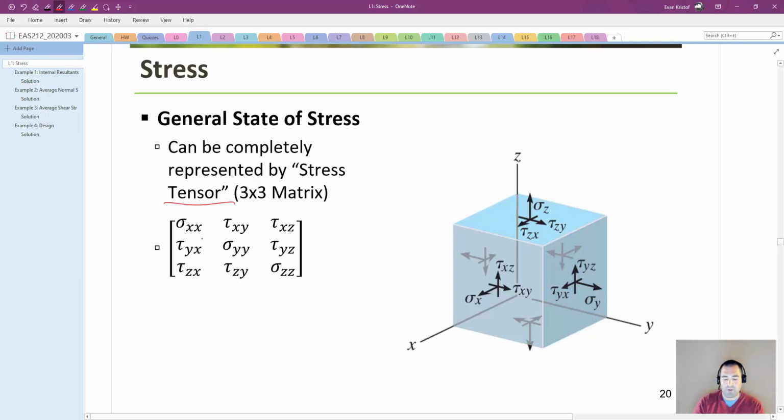And so here in this matrix, you can see that tau xy and tau yx are exactly the same thing. So we get the normal stresses along the diagonal, the shear stresses acting opposite of the diagonal, but this just represents 6 independent values.